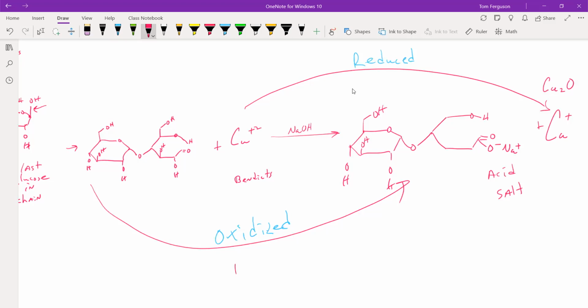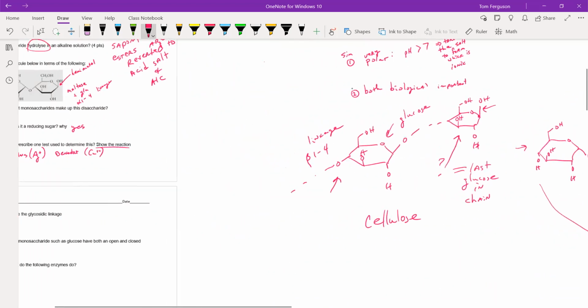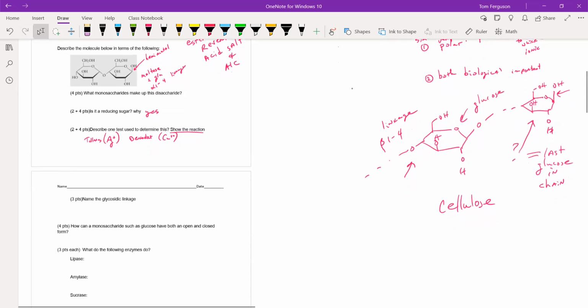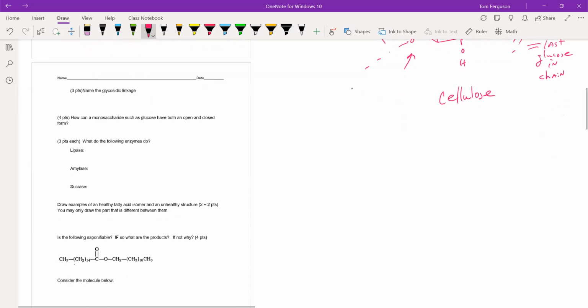Now, if we did Tollens, that's silver 1, and that would go to silver metal instead of the copper. Exactly the same reaction as far as the sugar goes. It's just the oxidizing agent is different. So that's what this here is about. Okay, so what test you can use? Tollens or Benedict's, and that's the reaction.